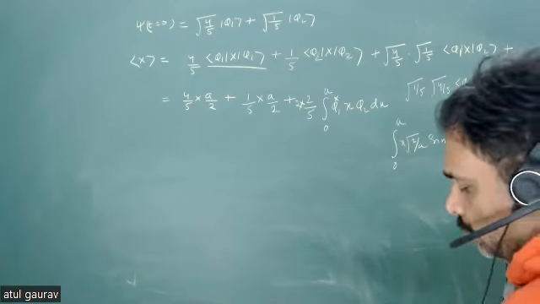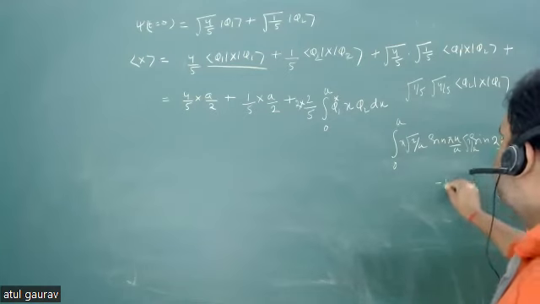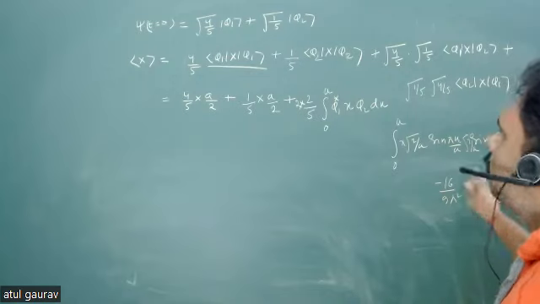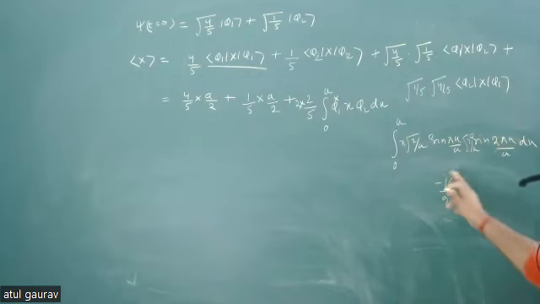-16a/9 pi². कितना आ रहा है ये? माइनस, वेरी गुड, 16/9 पाई स्क्वायर. So this will be your answer. वेरी गुड. ये आपका आंसर होगा. आप इसको कैसे सॉल्व करोगे?